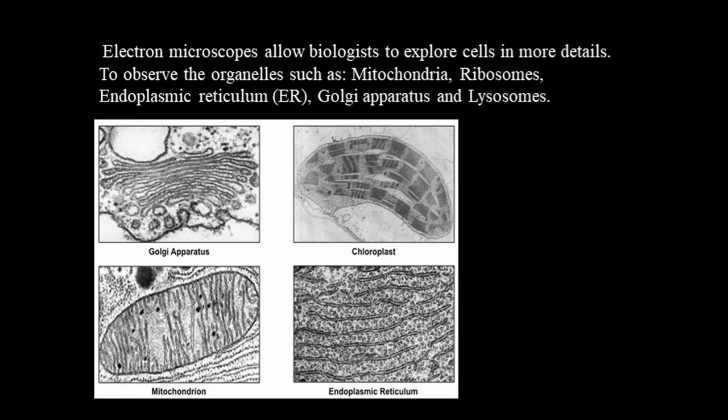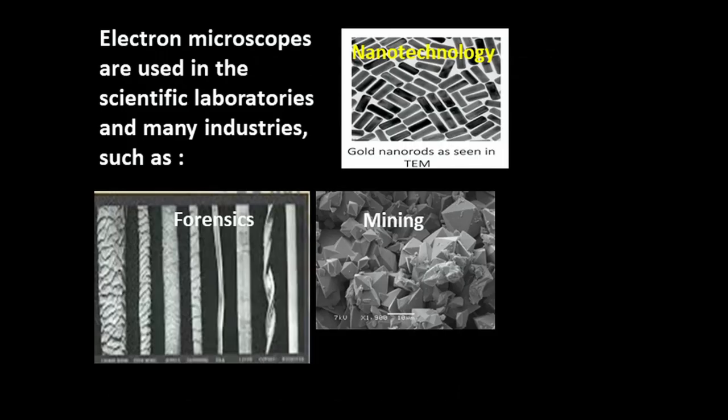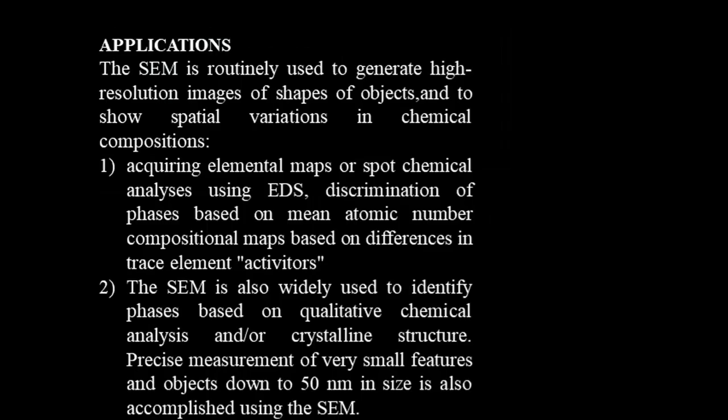And this is an image taken from the SEM instrument, scanning electron microscopy instrument, for biological samples. So the electron microscope allows the biologist to explore the cells in more detail. The first one is a Golgi apparatus, then chloroplast, mitochondrion and endoplasmic reticulum for the biological sample. And electron microscopes are used in scientific laboratories and many industries such as forensic, mining and nanotechnology departments. And next we see the applications of the scanning electron microscope.